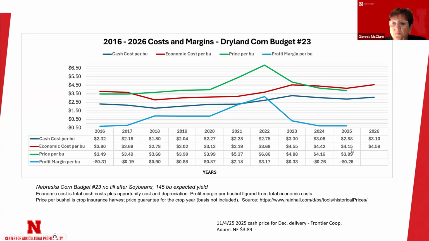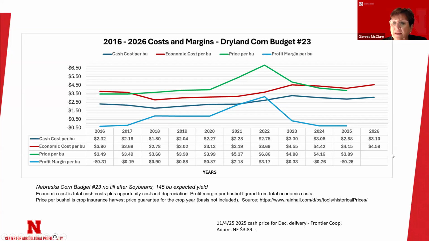We don't really release that figure until February. And so we don't have that figure. I plugged in here from cash price today from Frontier Co-op Adams, Nebraska, 389. So it just so happens, it's interesting, in 2024, if we're just looking at the difference on the economic side of things to the price, we were at negative 26 cents this year. And actually for 2025, our costs per bushel went down, but we're looking at a 389. So we're still at that negative 26 cents.